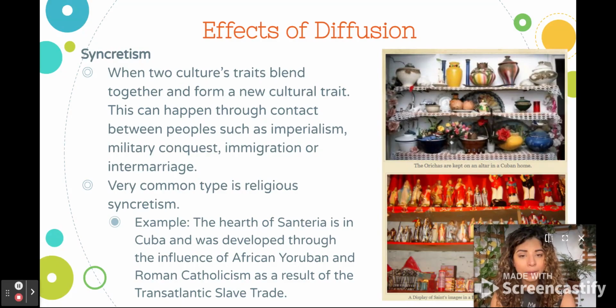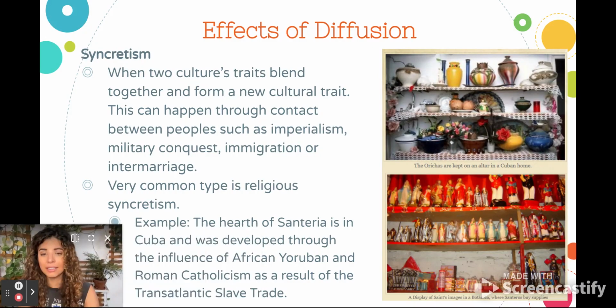So one example is the hearth of Santeria is in Cuba, and this was developed through the influence of African Yoruba and Roman Catholicism as a result of the Atlantic slave trade.